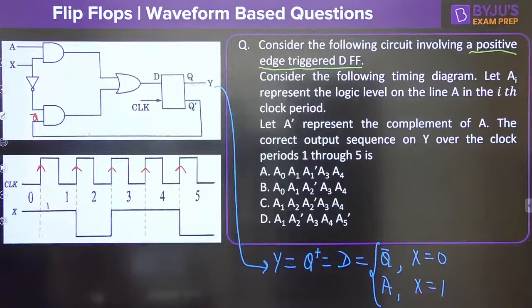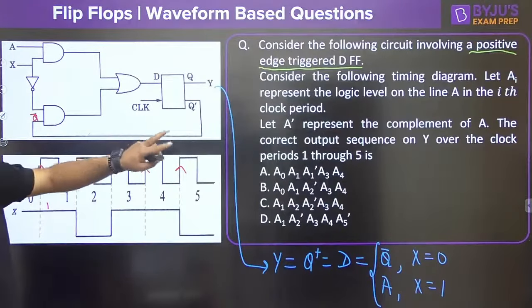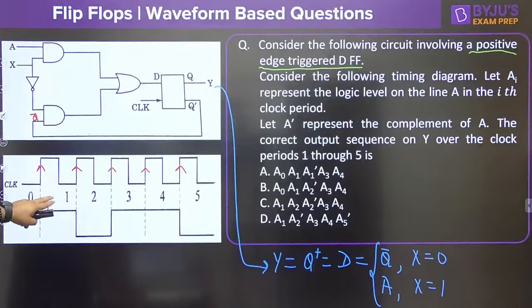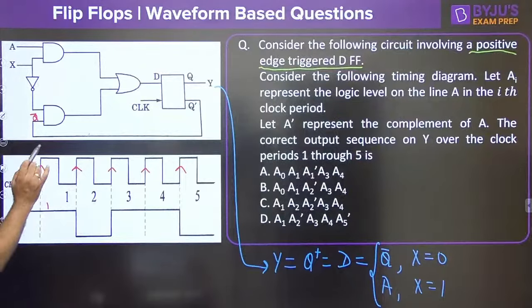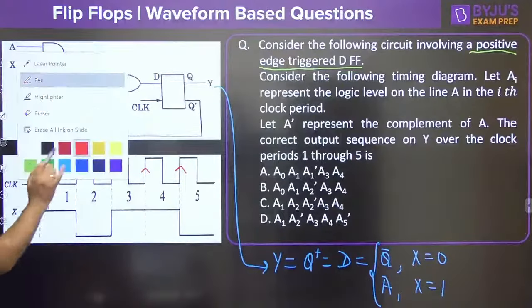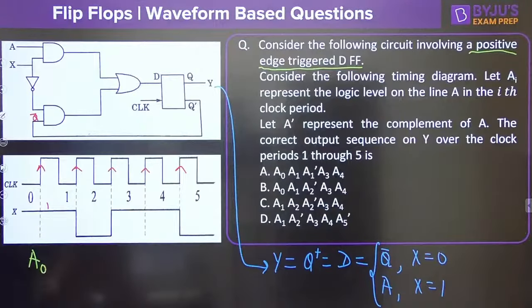Now the second positive edge is coming. Consider the timing diagram. Ai represents the logic level on the line in the ith clock period. So this is the 0th clock period. What was the previous state of A? That is equal to A0, so A0 will be taken here. So what is the first output? Let me write it down here. That should be A0.